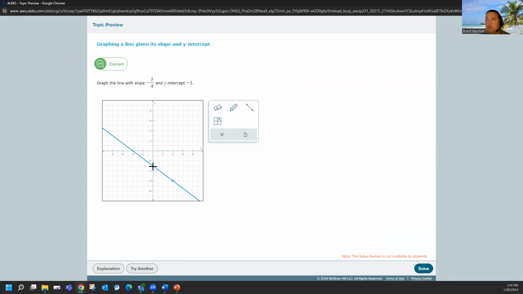Good job. So again, we could have gone up 3 and to the left 4. If we put the negative in the denominator, that would still give us a point on the line. Either of them will work for you.